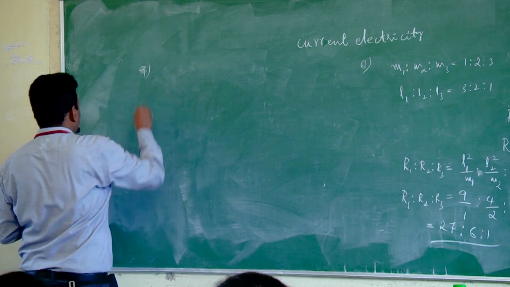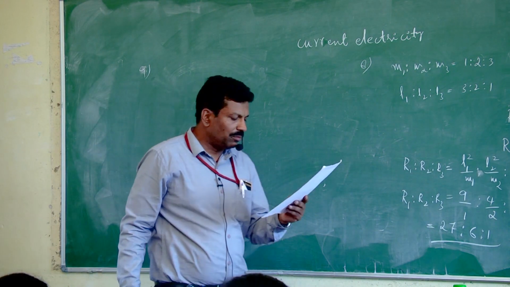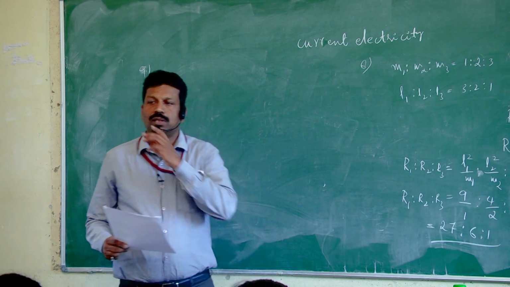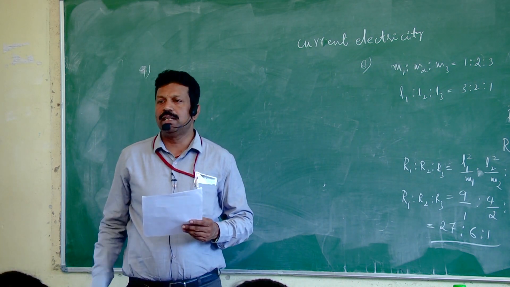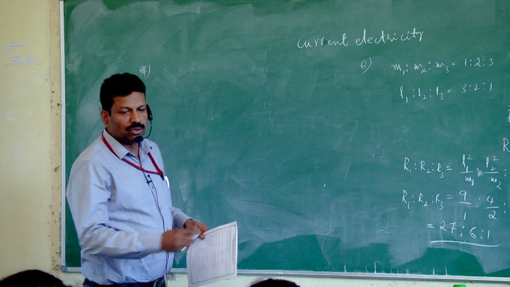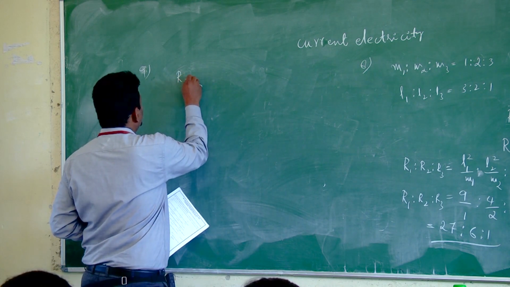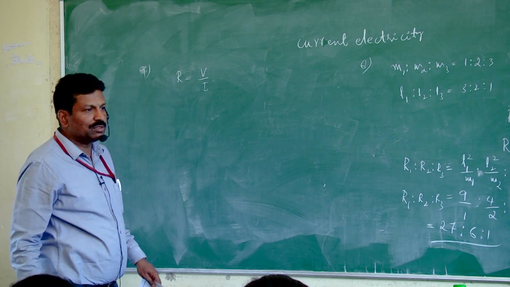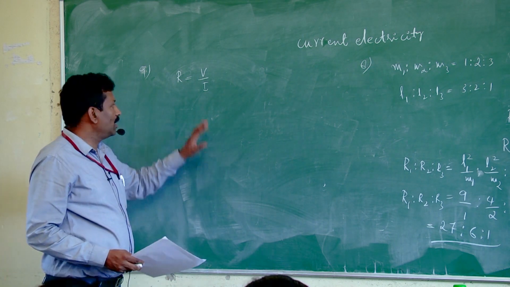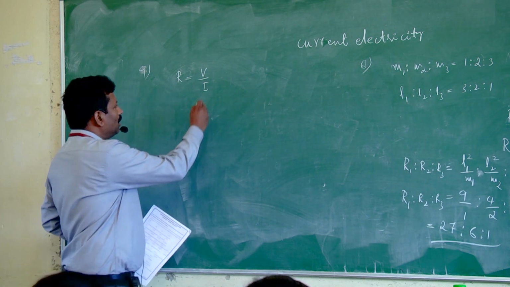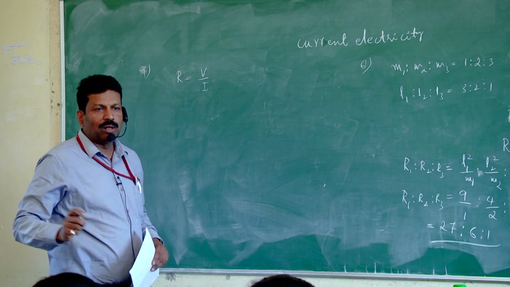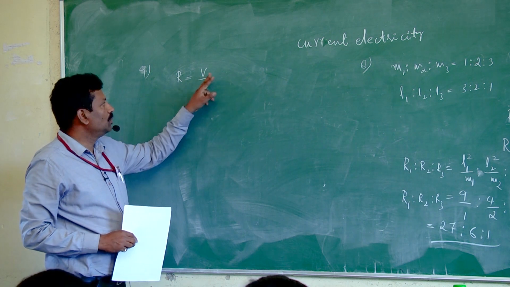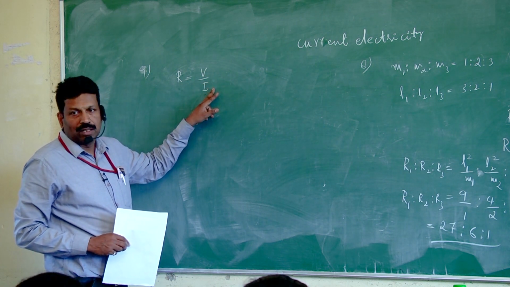Question number 9. Dimensional formula. Dimensions of electrical resistance. So R is equal to V by I. Do you remember what is the dimensional formula? No, not this. I'm talking about the dimensional formula. Okay, no problem. If you don't remember, just do it this way. R is the ratio of potential difference by I.